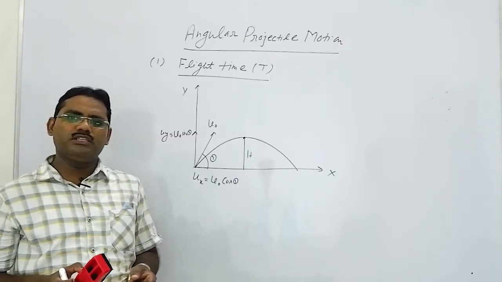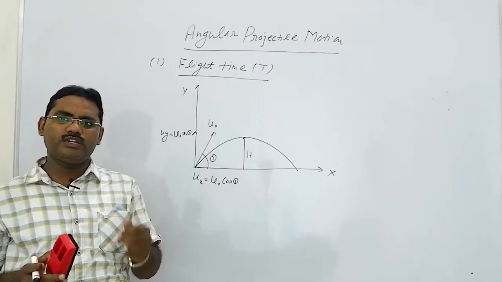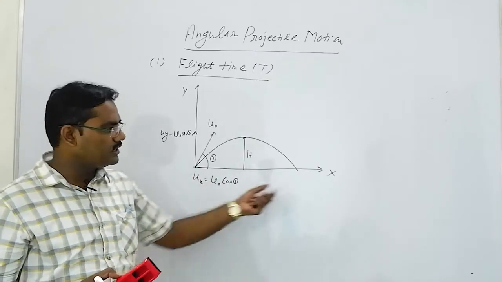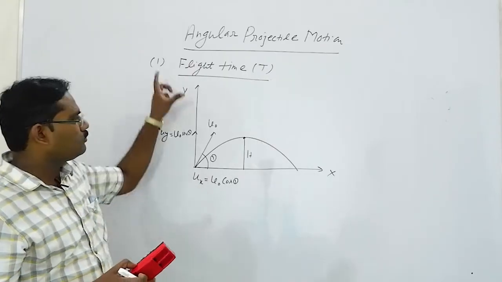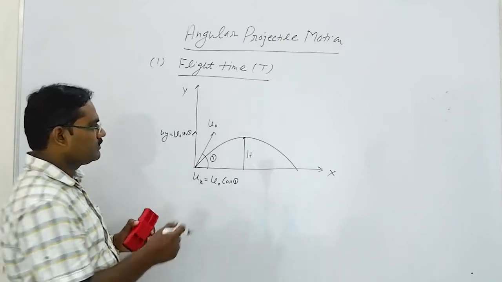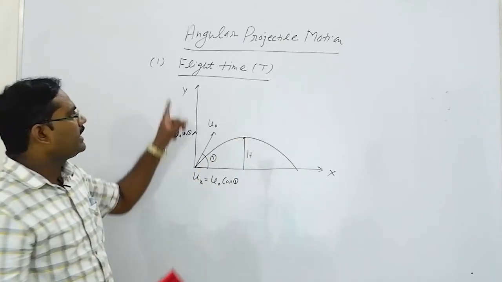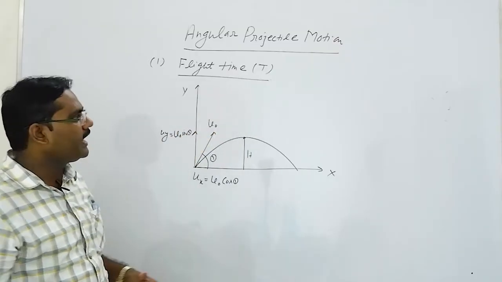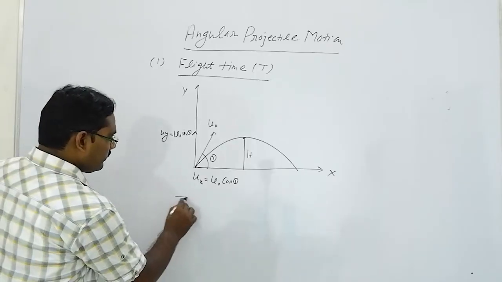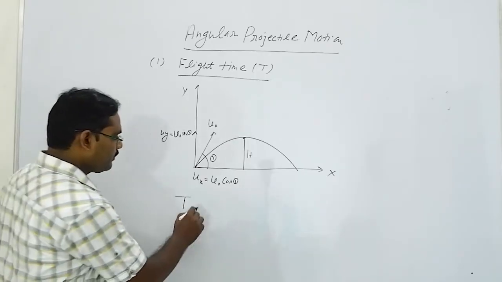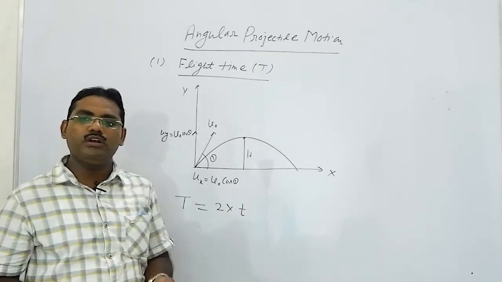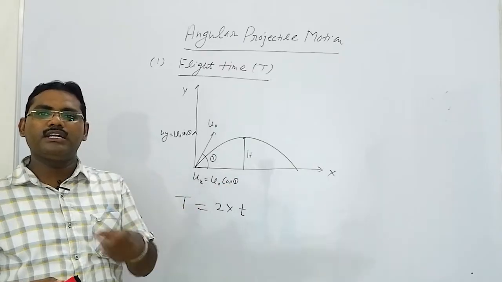In projectile motion there are two motions together. The first one is linear motion, that means horizontal motion along the x-axis, and the second is vertical motion along the y-axis. This is an example of two-dimensional motion. So now we derive the expression for flight time. Flight time of any projected body is given as capital T, and capital T is 2 times the small t, where small t is the time of ascent or time of descent.